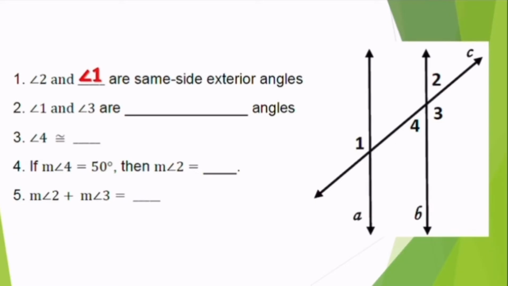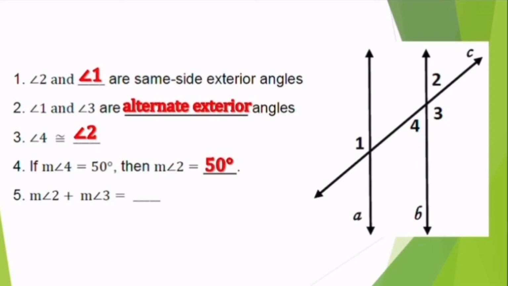Next, for number 2, angle 1 and angle 3 are blank angles. They are alternate exterior angles. Next, for number 3, angle 4 is congruent to blank. The answer for number 3 is angle 2. For number 4, if the degree measure of angle 4 is 50 degrees, then the degree measure of angle 2 is equal to blank. The answer for number 4 is also 50 degrees.